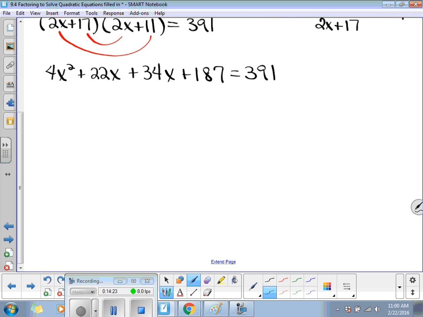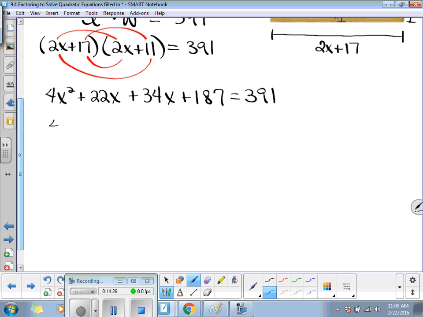So when we put our like terms together, we end up with 4x squared plus 56x plus 187 is equal to 391.